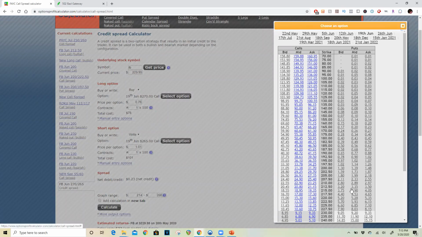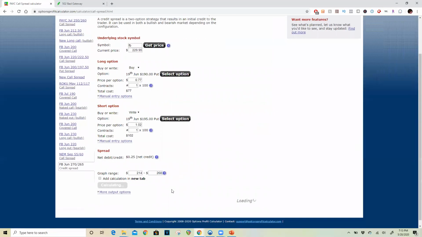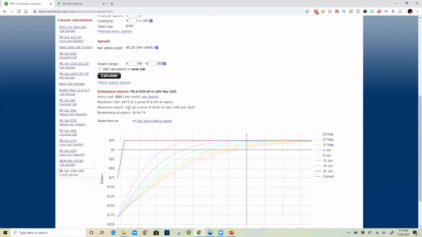So that's why you want to buy a put credit spread with a break-even price that is far below the current price. So let's say I buy a $190 put and sell a put with a higher strike price, let's say $195. I hit calculate. I get to keep a credit of $25 for opening the spread. And at any price above $194.74, you will get to keep the full credit. Okay? And only at a price of $190 or below do you risk the most of $475.